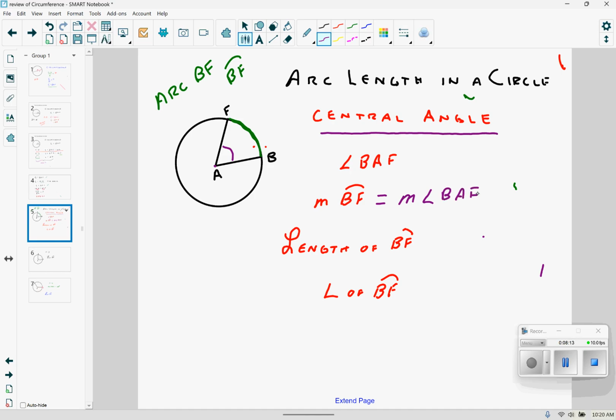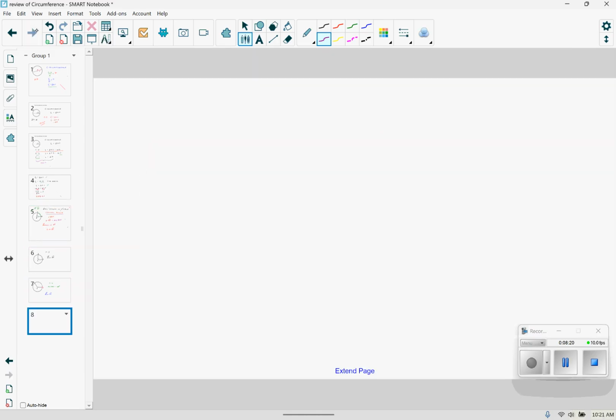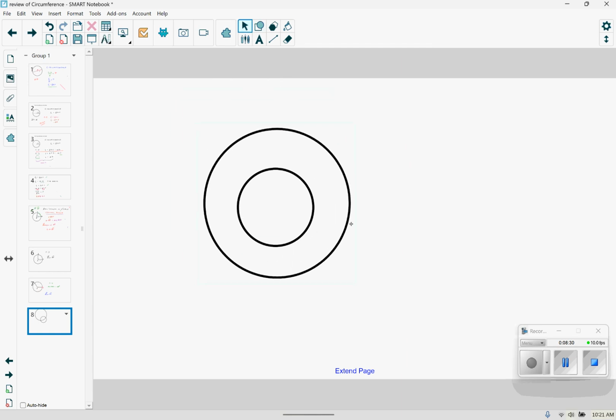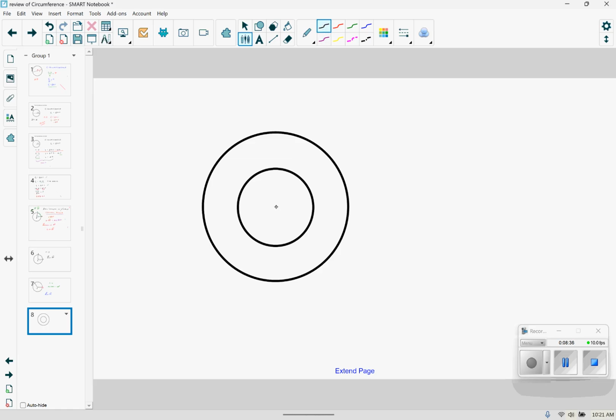Let me demonstrate that. I'm going to take two circles here, and I'm going to make them concentric circles. So these circles both have the same center. And if I look at this ray here, and this ray here, this angle right here is a central angle.